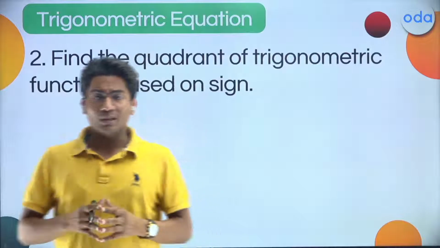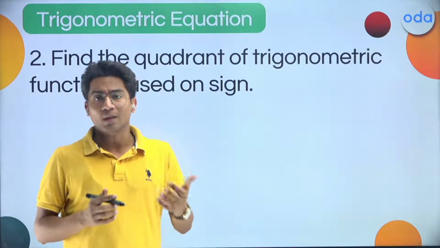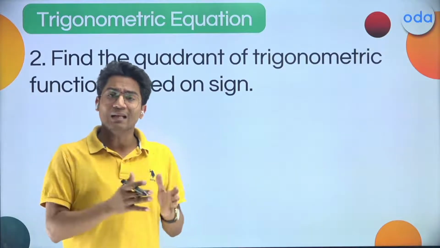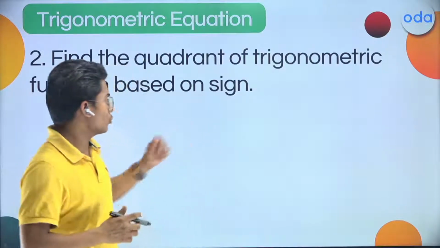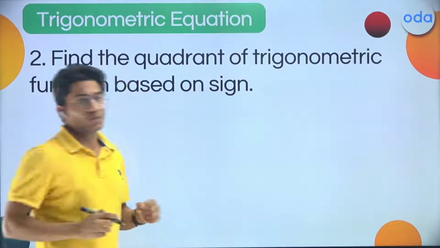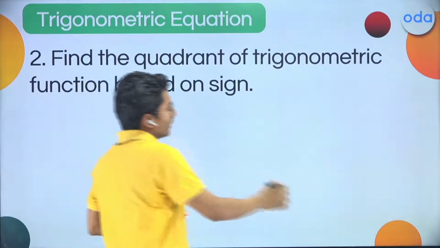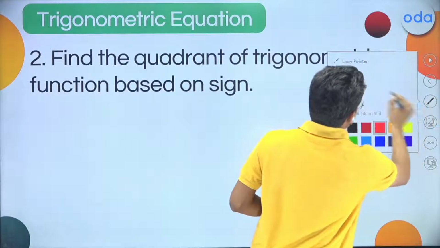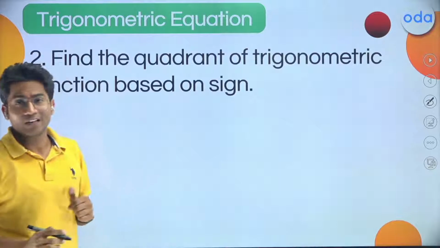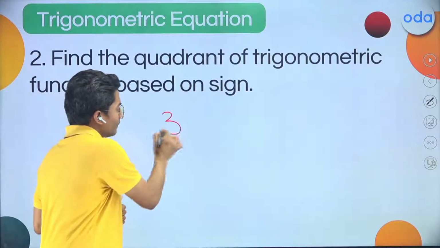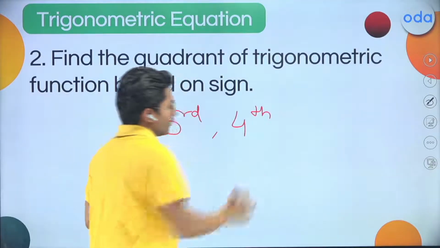For example, sine x is negative in which two quadrants? So we have to find out in which two quadrants sine x can have that negative sign. We are aware that sine x will be negative in the third and fourth quadrants. So sine x is negative in the third and fourth quadrants, right? So we have done two things.